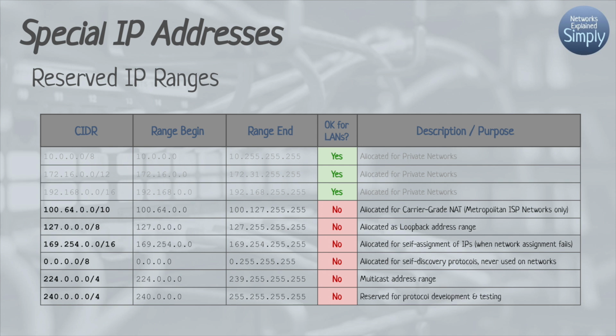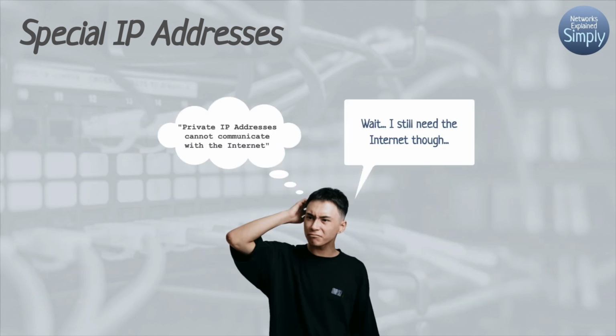Now at this point, you might be thinking, private networking sounds like a good idea, but didn't we just say that private IP addresses can't communicate with the internet? Isn't that a problem? How do computers and devices on private networks use the internet?